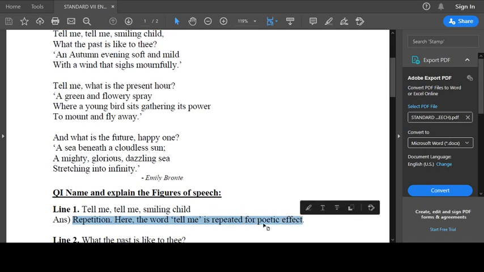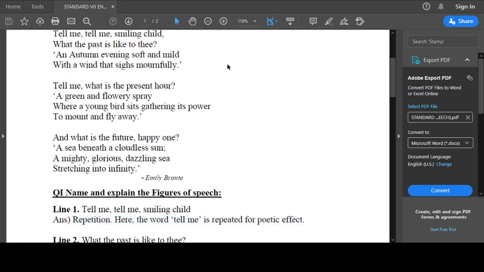So understood how we have to write figures of speech? How we are supposed to identify it? I can see tell me over here, which is repeated in my sentence. So it's repetition because here the words tell me are repeated for poetic effect. Children, it's very important that you all learn the figures of speech. If your answer is right and the spelling is wrong, you will get it marked wrong. So please learn the spelling of all the figures of speech.